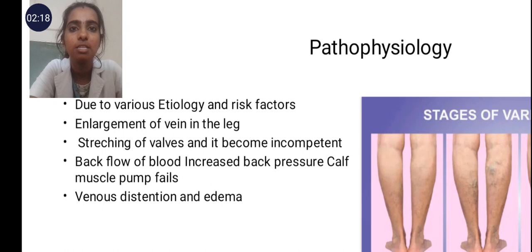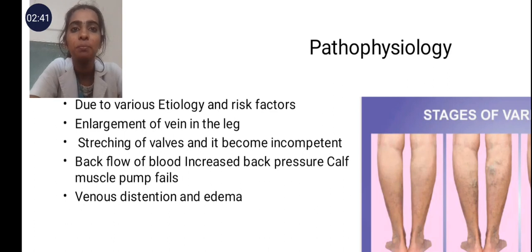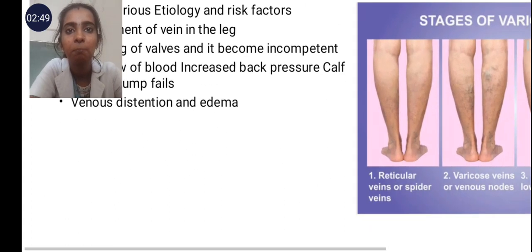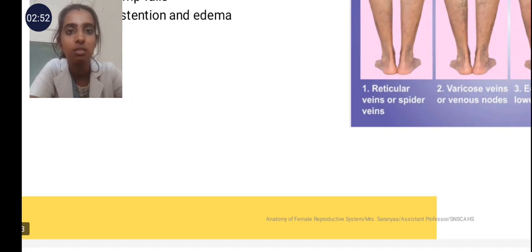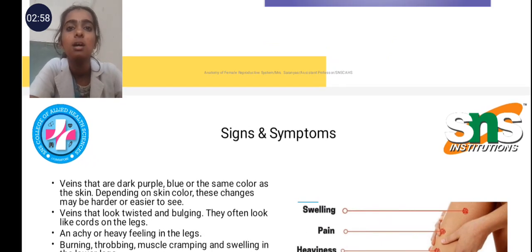Due to various etiological factors and risk factors, the enlargement of vein in a leg leads to stretching of valves and they become incompetent, which leads to backflow of blood, increasing back pressure. The calf muscle pump fails. Backflow of the blood leads to increased pressure in the calf muscle, so the calf muscle pumping fails, which leads to venous distension. The venous distension leads to edema, that means the swollen lower limbs, that is called pedal edema. So this is the pathophysiology, that means how the normal vein turns into a varicose vein.